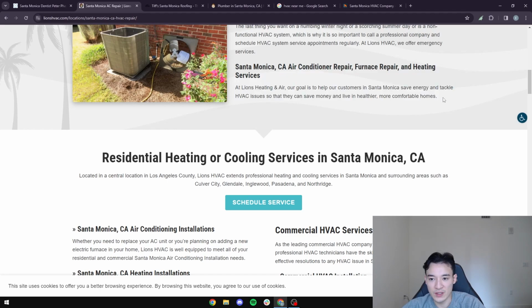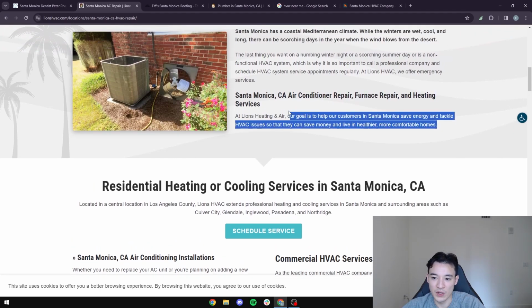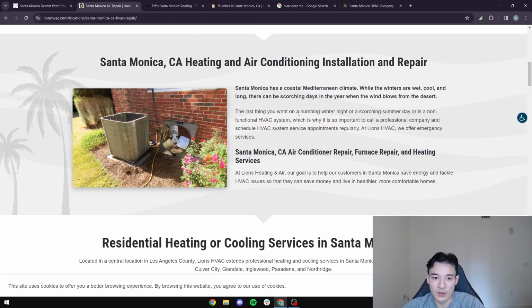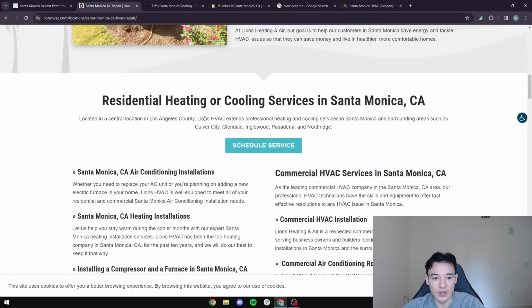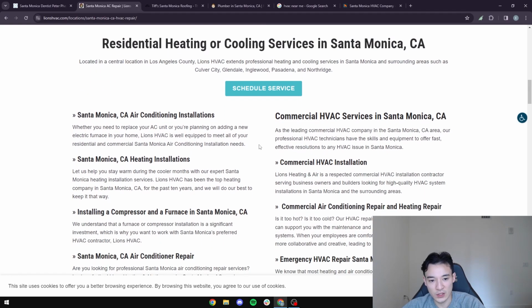So here I would just remove this here. I would change this up to talking about, especially if you're talking about saving energy, you can just put that straight to the point when you talk about any services, residential heating here as well. And this is good as well too.